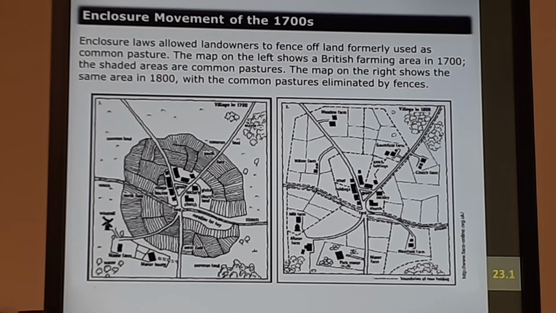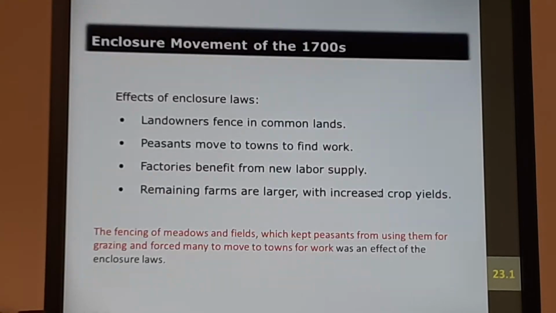This shows a British farming area in 1700. Shared areas are common pastures. And the map on the right shows the same area in 1800, with the common pastures eliminated by fences. And that's here. So that's the enclosure movement, people beginning to fence off the lands that were once used in common.